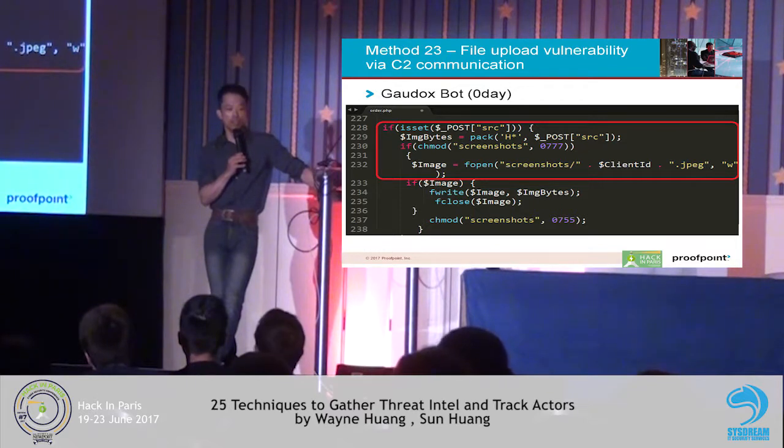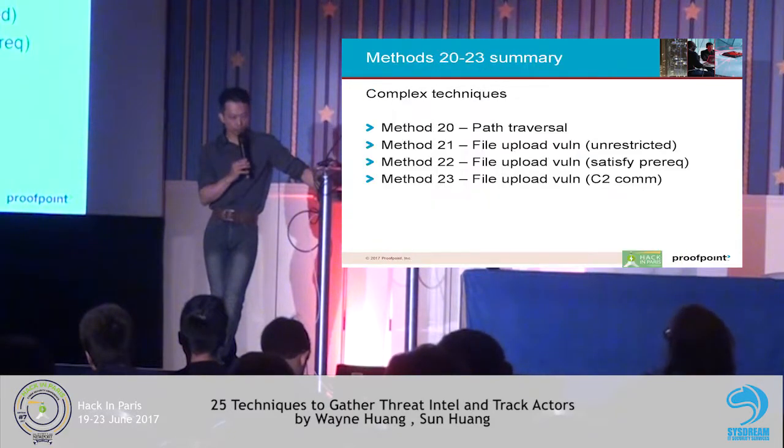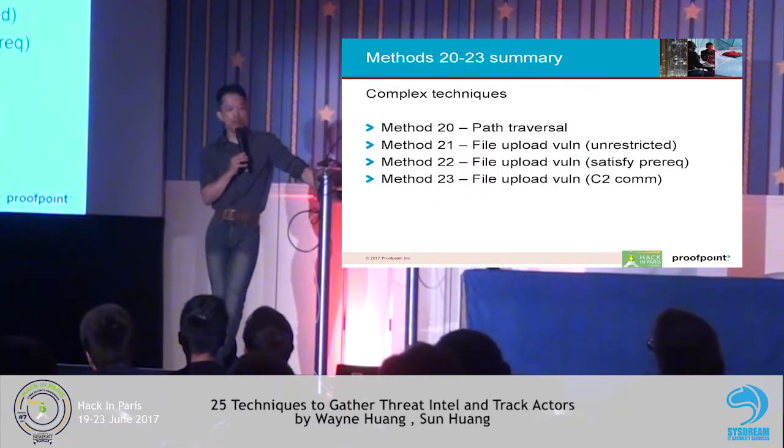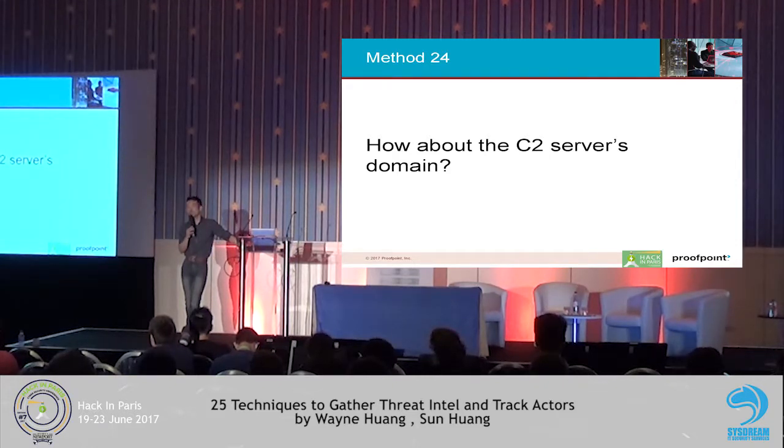Method 23 is C2 communications, kind of the same thing. Okay. 20 to 23, path traversal, file upload, vulnerabilities of different types. Method 24, two last methods.